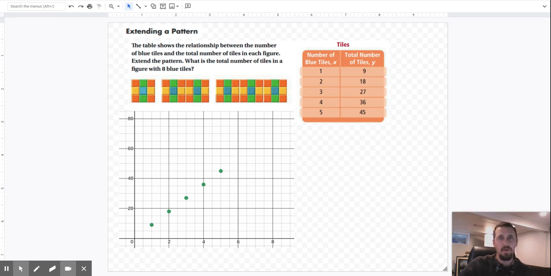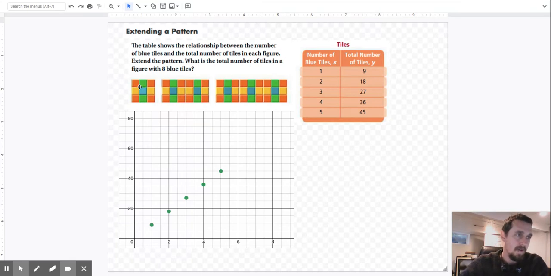Okay, so we have been using tables, graphs, and equations to represent relationships. Now we are going to take it one step further, and we're going to look at a relationship with a table and a graph, and we're going to use the graph to extend the pattern and to really answer a question about that relationship.